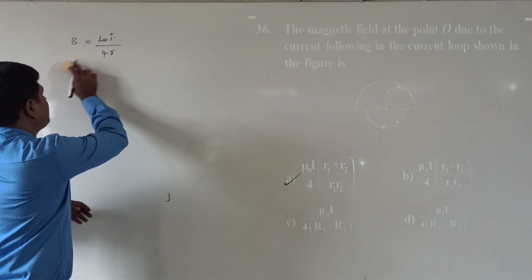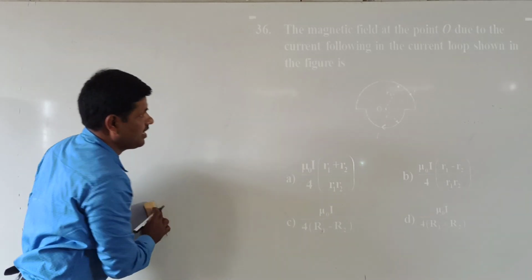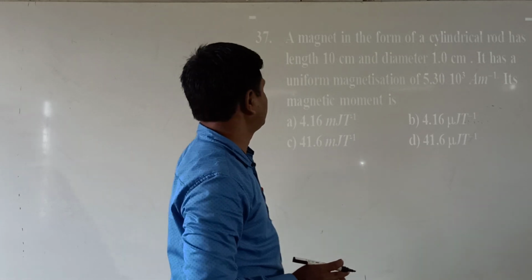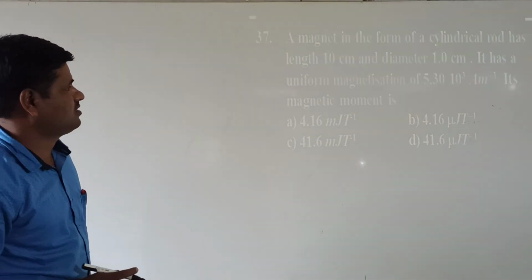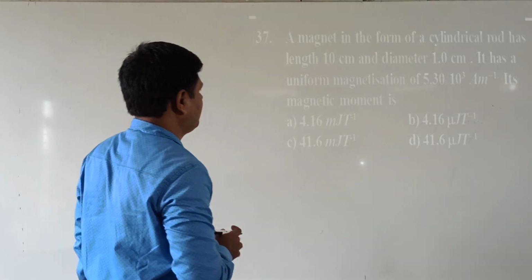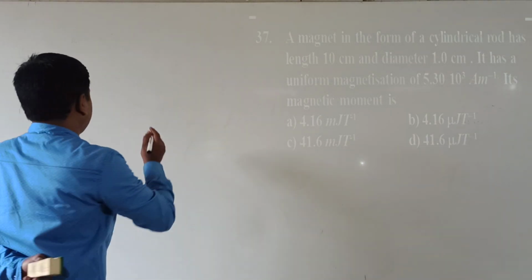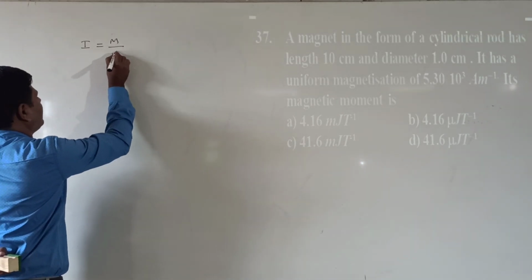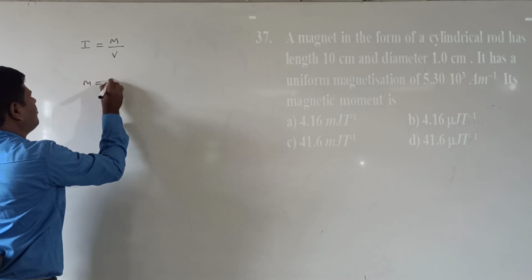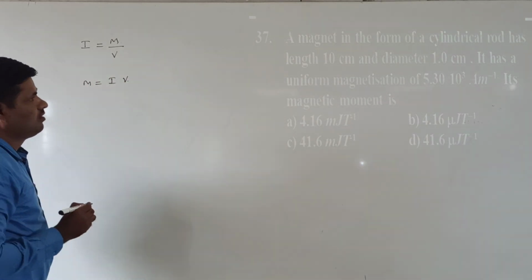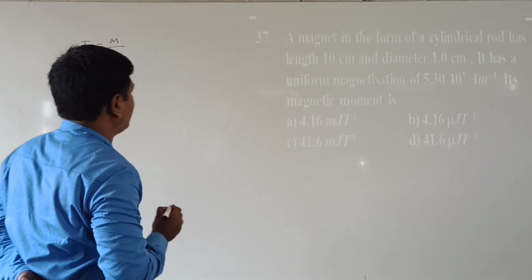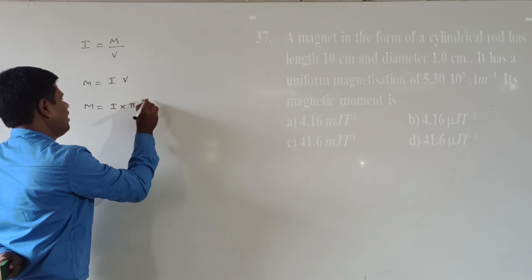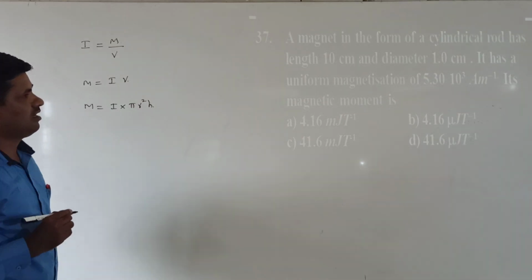Next we go to question number 37. A magnet is in the form of a cylinder of length 10 cm and diameter 1.0 cm. The magnetization is given, and we have to find the magnetic moment. The intensity of magnetization is I equal to M by V, where M is the magnetic moment. So magnetic moment is equal to I into V. Since this is a cylindrical rod, its volume is pi r square h.